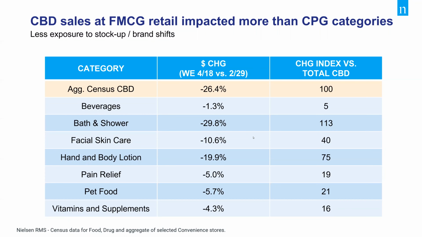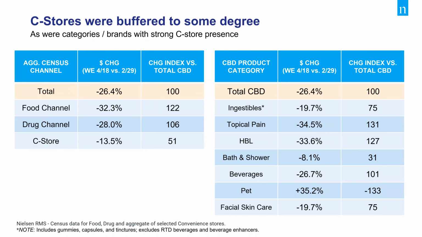People are going to need to stock up on a lot of liquid. Hopefully this is more water than it is alcohol. But again, beverages did not fall anywhere near as much as the aggregated CBD in those census channels that we've seen. And if you go to the next slide, we also saw some differences when we looked at different categories and different channels that were selling some of those hemp CBD products.